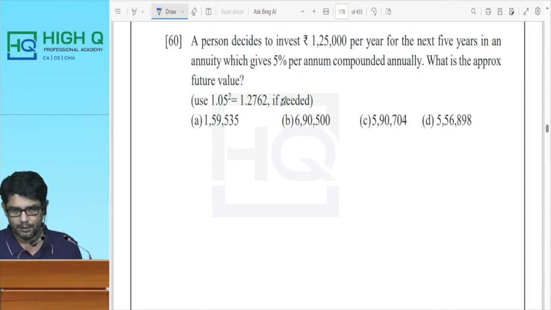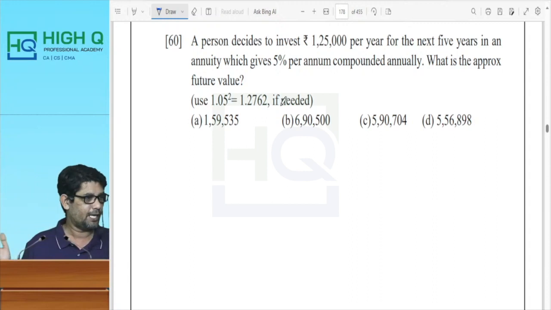Meet has given me option B. Ramanujam B, Santosh B. Ritika has given me 6,90,500. Okay, B. Yes, so everyone has given me answer B. I think B is the right answer.